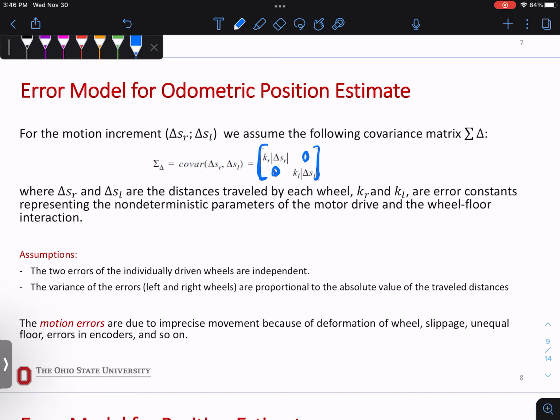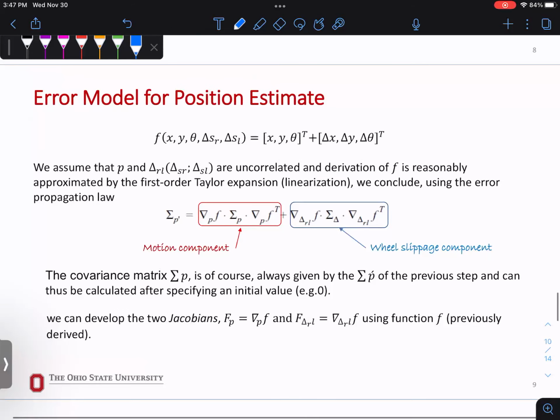I know that I'm going to define a Jacobian matrix for my system function, and I'm done. That's all I need to do. So your estimation would be the component of the motion, so defining the Jacobian for the position and all that, plus if you have wheel slippage, like wheel sliding, you have to also consider that in the error. It will be these two components.